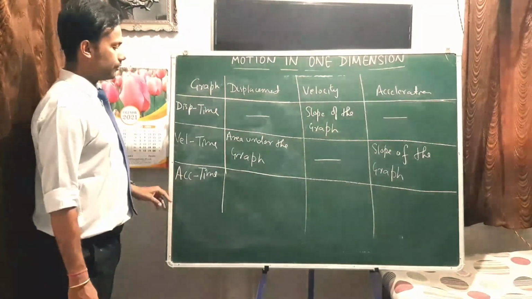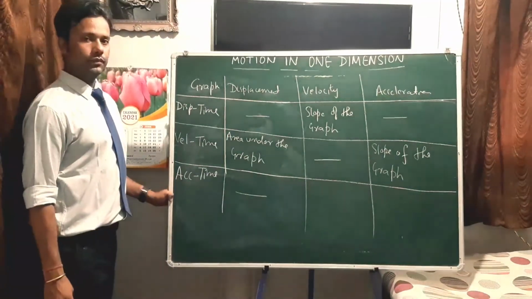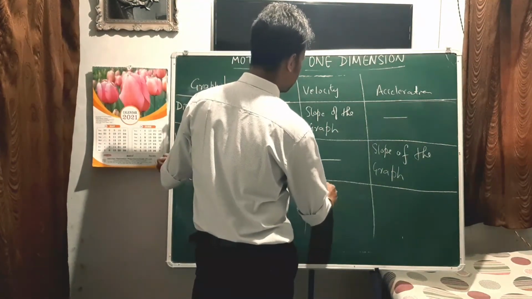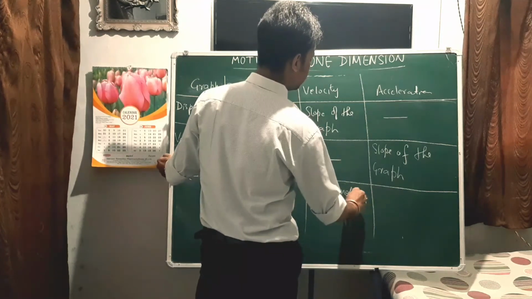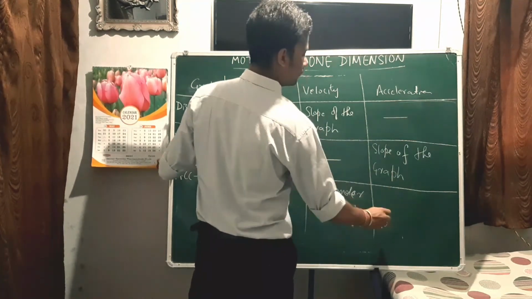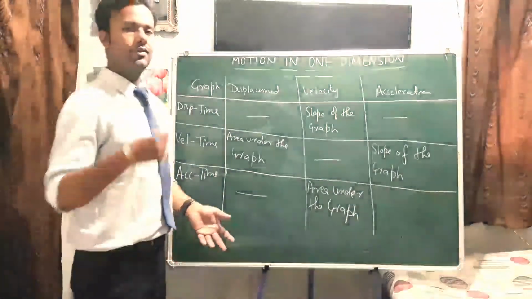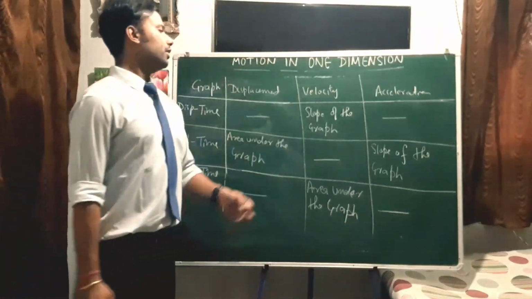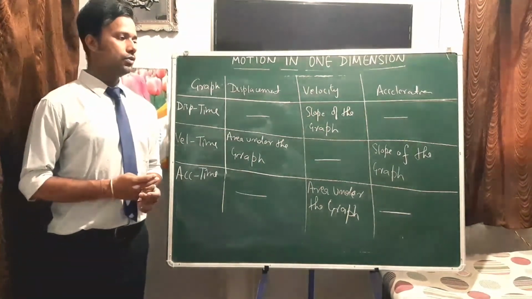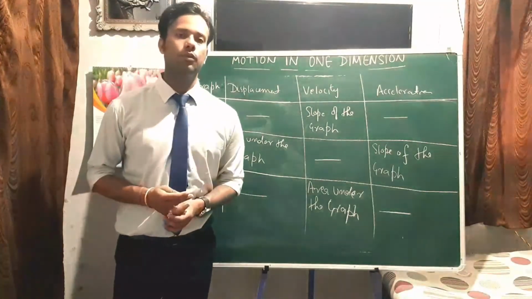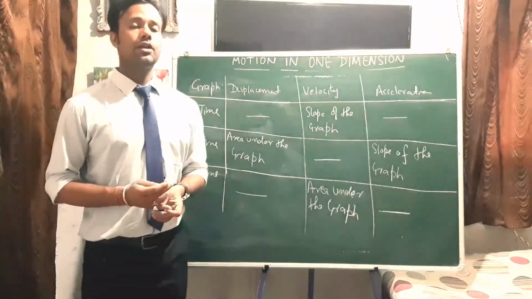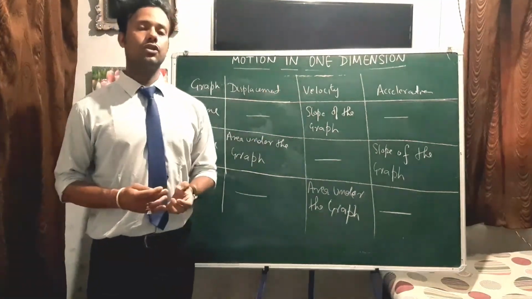Now, acceleration time graph. We can't find the displacement from the acceleration time graph, but yes, we can find the velocity, that is the area under the graph. And obviously, in order to find the acceleration from the acceleration time graph, we can just read the graph and find the value of acceleration. So this table is very important in order to calculate these quantities with the help of graphs, right? Suppose you know how to deal with the graph, but you don't know how to calculate these quantities. By this table, it becomes very easy to find quantities like displacement, velocity, and acceleration.